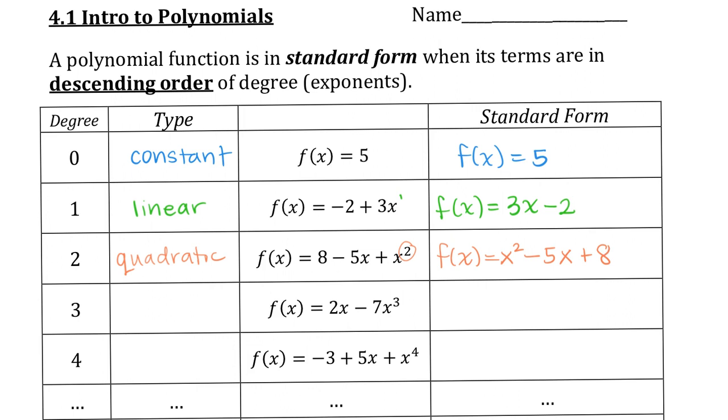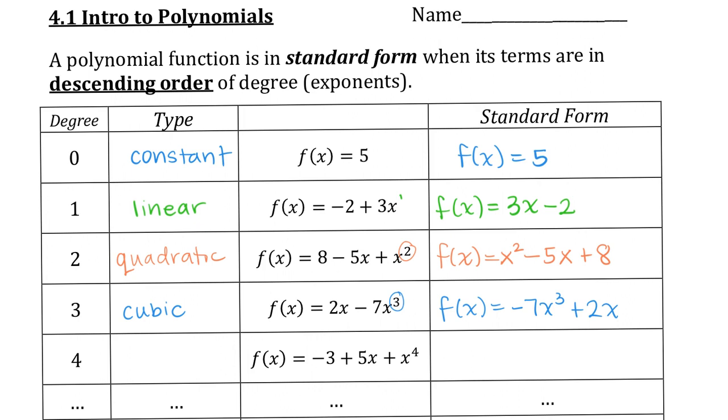Okay, next one. Degree 3. Highest exponent is this one right here. That's why it's degree 3. Degree 3, if you remember from chapter 1, is cubic, because x to the third is x cubed. Let's put it in standard form. The cubed term goes first. This is a minus 7x cubed. This whole thing goes together. The sign of the coefficient has to stay. And then the 2x is a positive 2x.